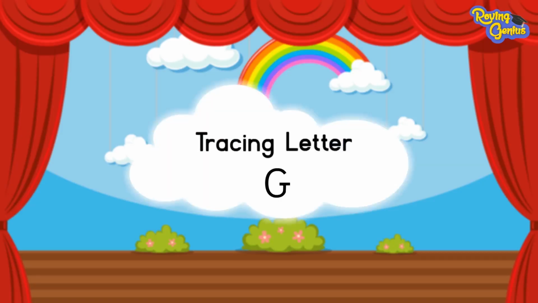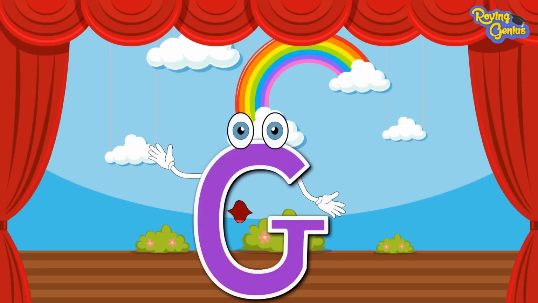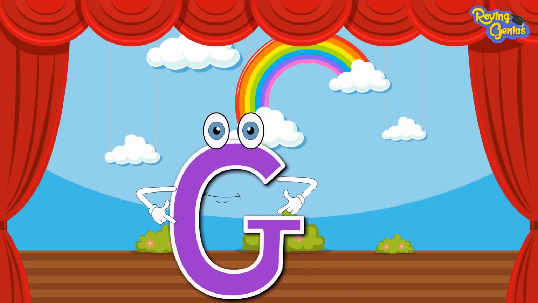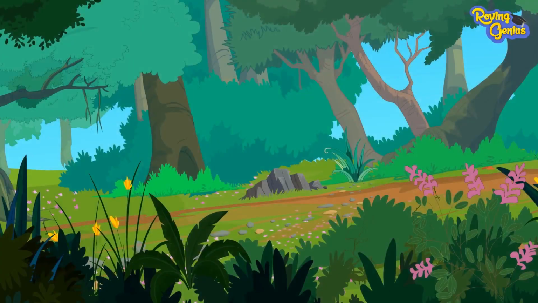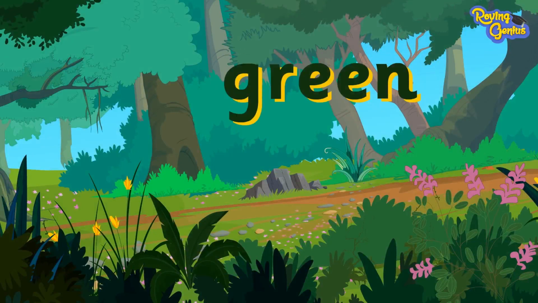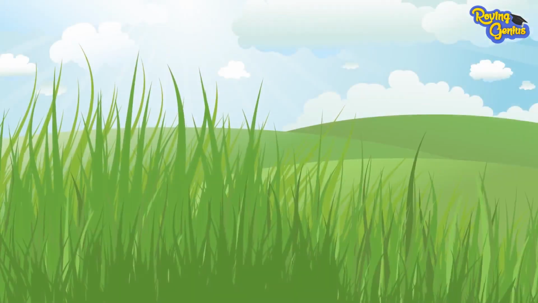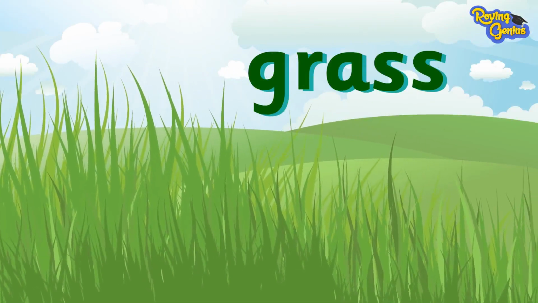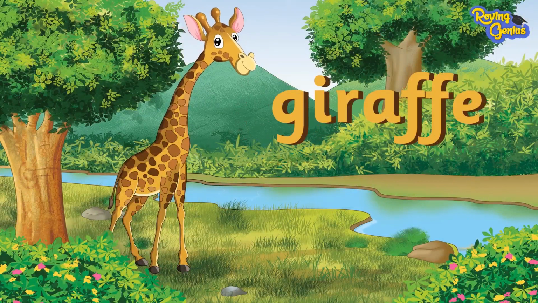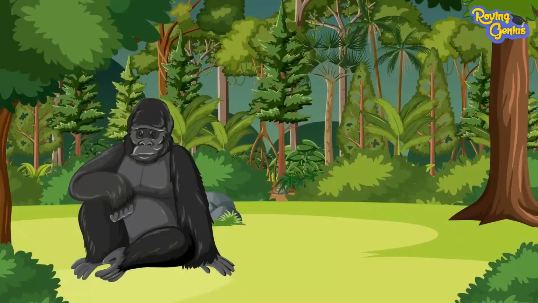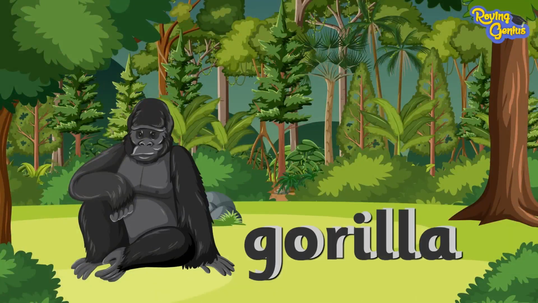Tracing letter G. Hey kids, I am capital G. Hey there, I am small G. Letter G sounds G. G, G, green. G, G, grass. G, G, giraffe. G, G, gorilla.